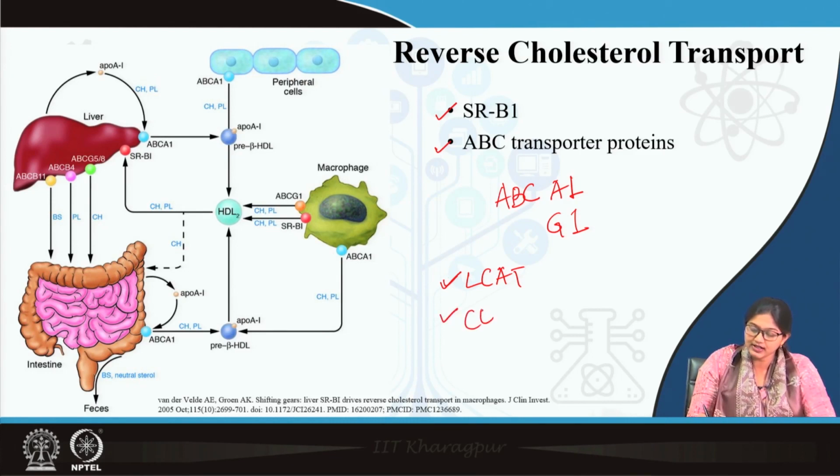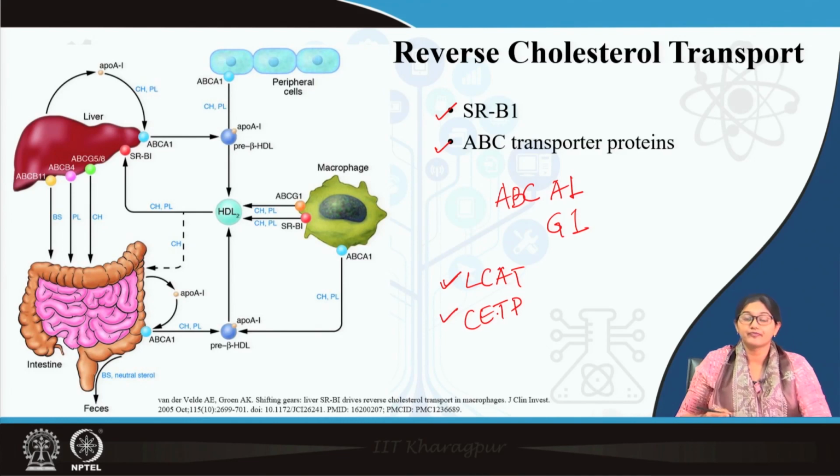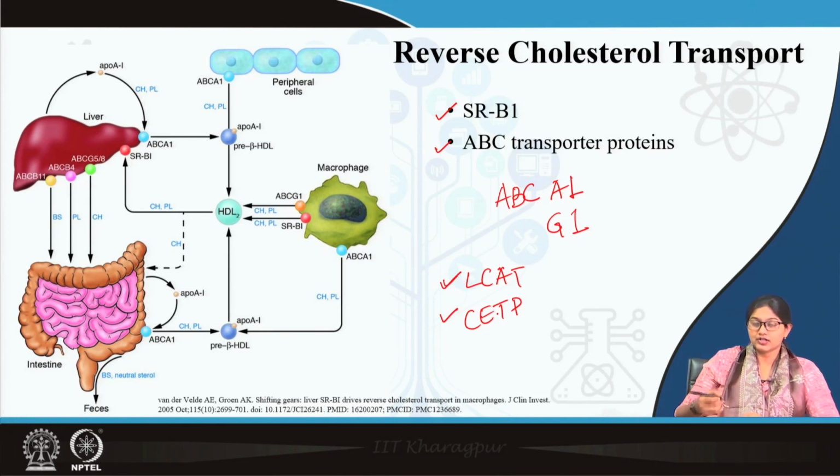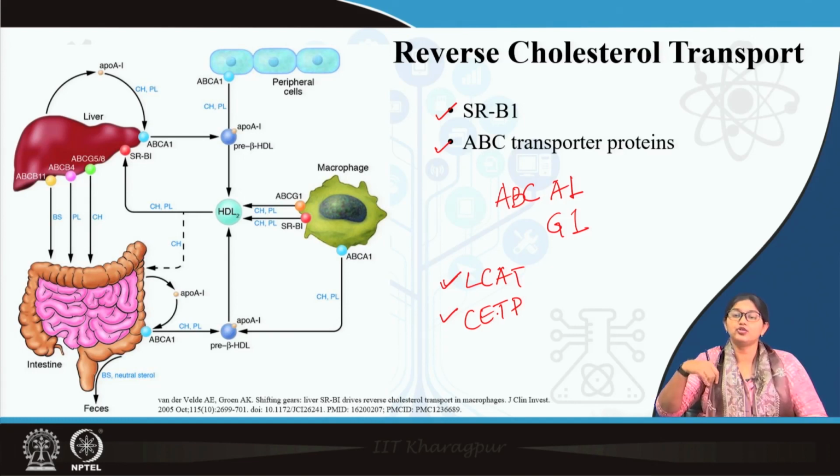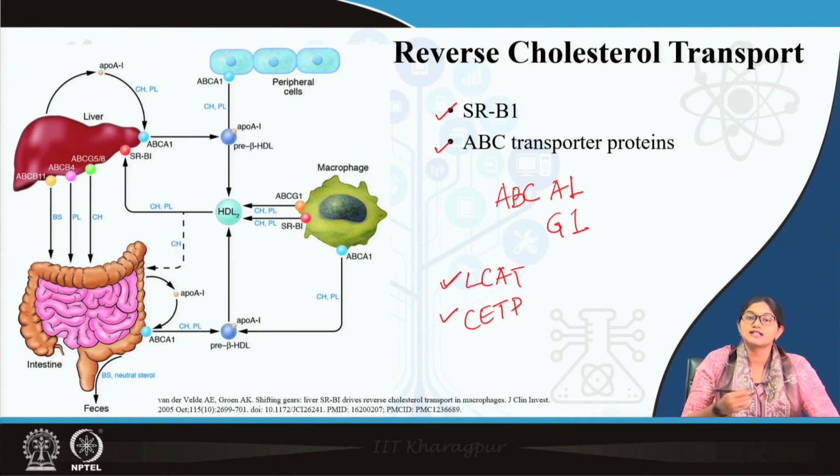Similarly, another protein is there, that is CETP. So, what is CETP doing? CETP is delivering the cholesterol ester from HDL to the other lipoproteins like VLDL and LDL. So, basically these two, LCAT as well as CETP, are reducing the cholesterol content in HDL. So, cholesterol depleted HDL is formed when it circulates through the extrahepatic tissues.